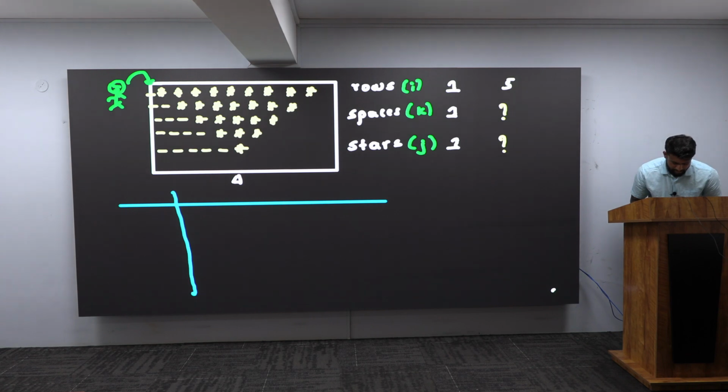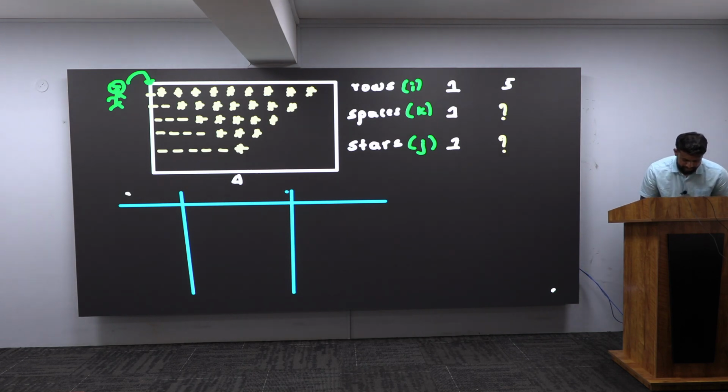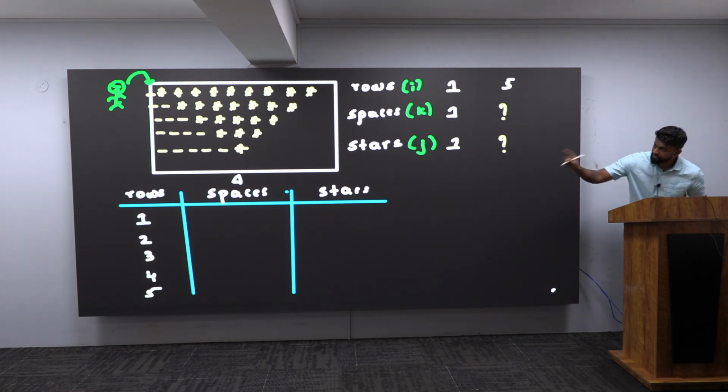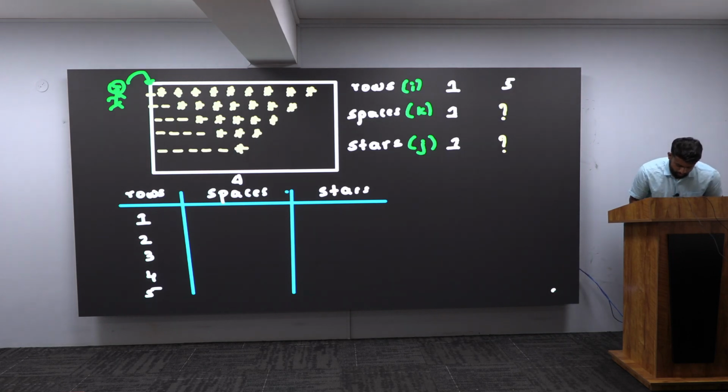So this is my first column, followed by maybe second column and third column like this. Very good. Here I will tell it as rows. Here I will tell it as maybe spaces. Very good. And here, what should I tell? Stars I should tell. How many rows are there? You should tell. How many rows? 5. 3, 4, 5. In first row, how many spaces? 1. 1 space. In the second row, third row, fourth row, fifth row, 5 spaces.